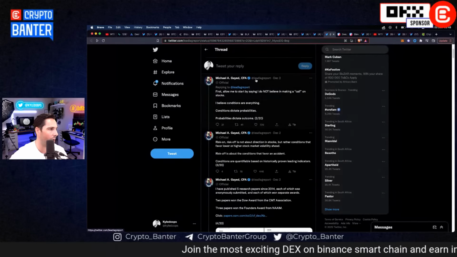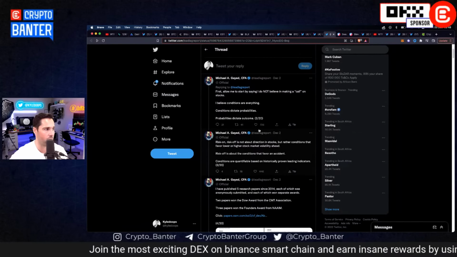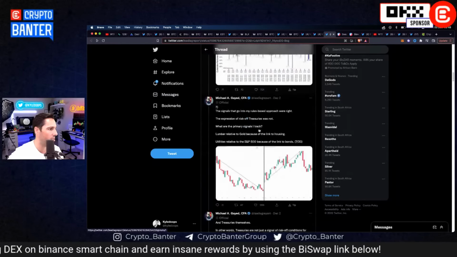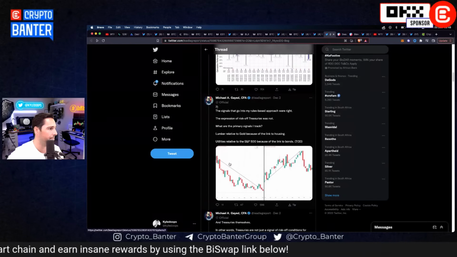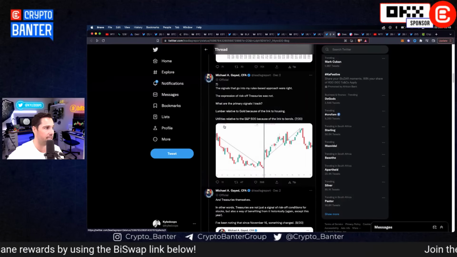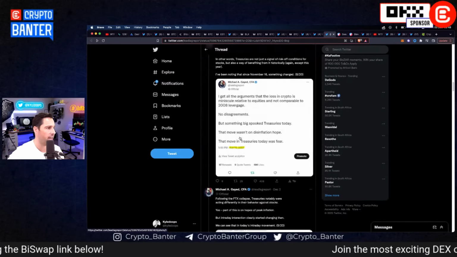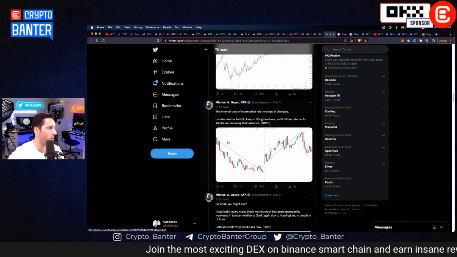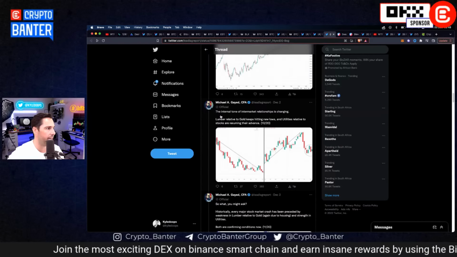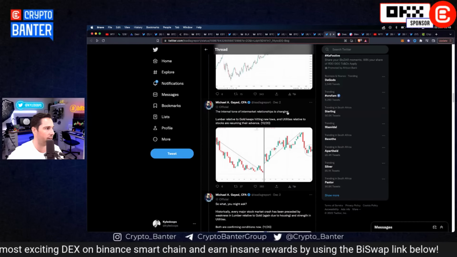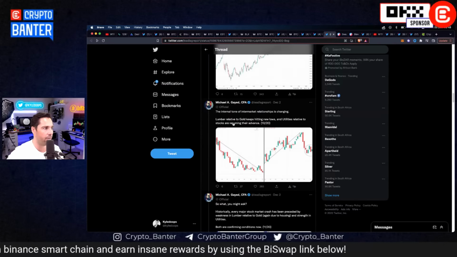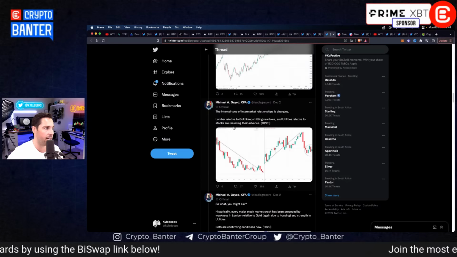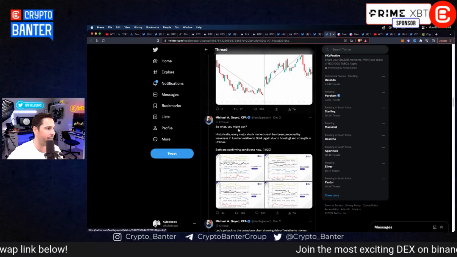And I don't want to go through the whole thread because the other one was long already and this one's also long, but I do want to focus on one particular part over here. He basically shows the lumber relative to gold ratio. He says, here we go: the internal tone of intermarket relationships is changing. Lumber relative to gold keeps hitting new lows, and utilities relative to stocks are resuming their advance.